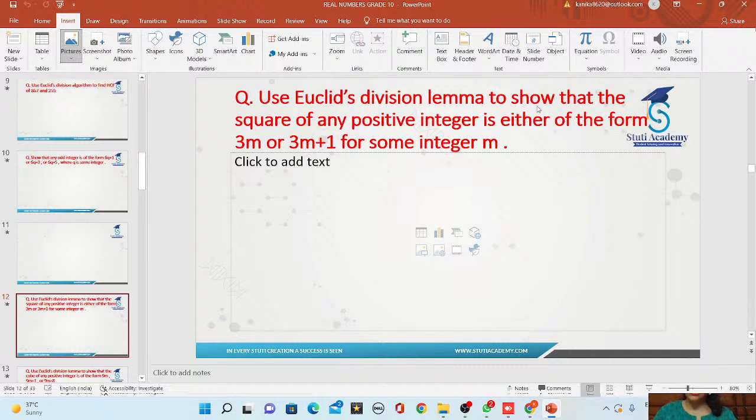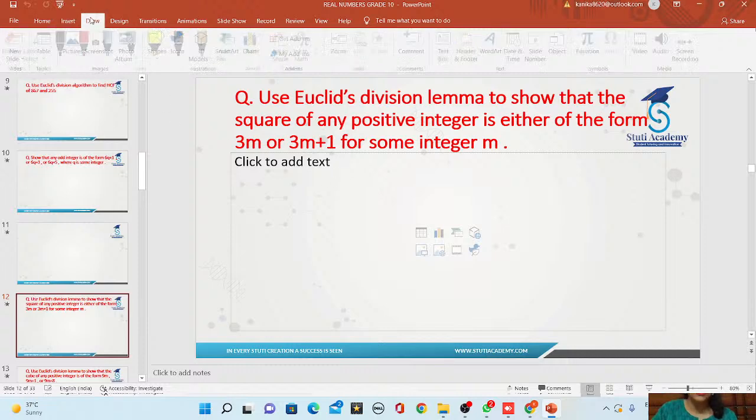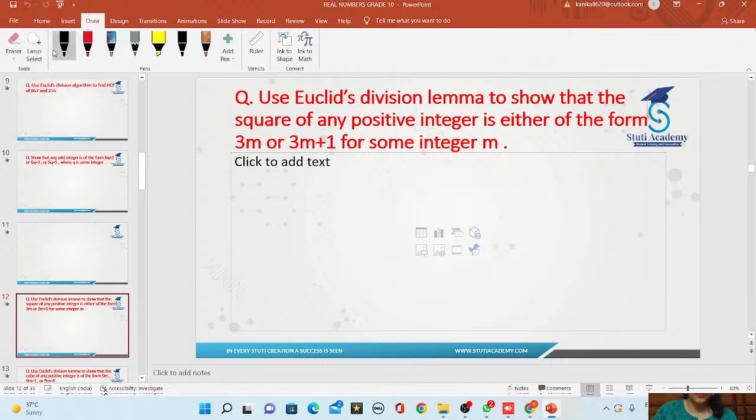use Euclid's division lemma to show that the square of any positive integer is either of the form 3m or 3m plus 1 for some integer m. So we are going to take any positive integer. Let us take a as any positive integer. So we've taken a as an integer, and let us take b as 3.